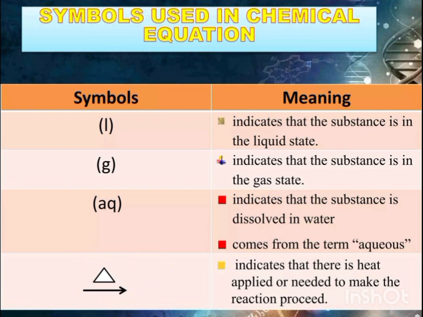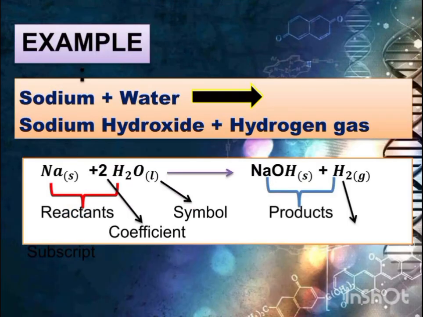Then we have the delta sign. Delta, or a triangle, when placed above an arrow, shows that heat is being involved or applied for the reaction. So whenever you are going to increase the temperature or the reaction requires heat, you write a delta sign. Now let's see an example.